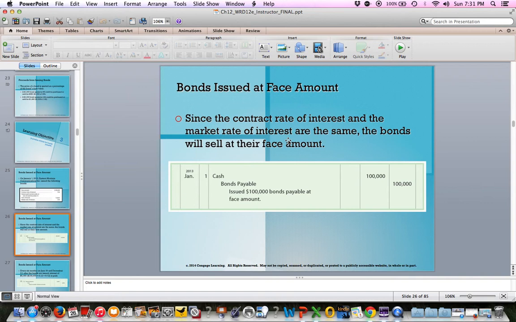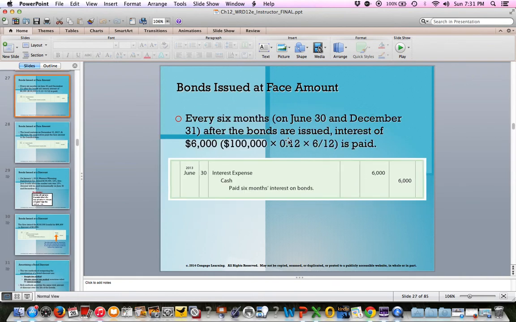So we'll debit cash for $100,000, credit bonds payable for $100,000, and we've now recorded the issue. Then every 6 months we'll pay interest, based on the formula of principal times interest times time. So principal of $100,000 times interest of 0.12 times half a year, 6 out of 12 months, means every 6 months, for the next 5 years, I'll make this entry to debit interest expense and to credit cash.